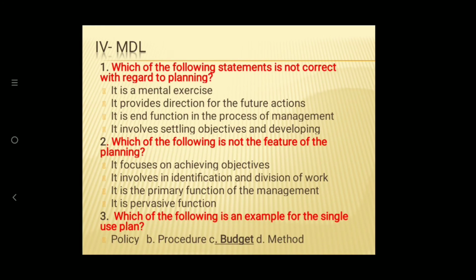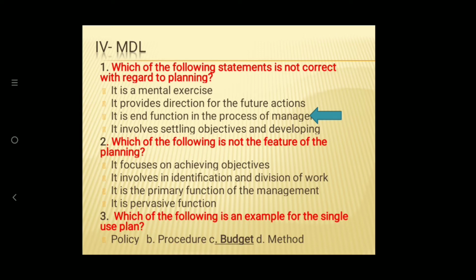Next, from fourth module, planning. First question, which of the following statements is not correct with regard to planning? Option A, it is a mental exercise. Option B, it provides direction for the future actions. Option C, it is end function in the process of management. Option D, it involves setting objectives and developing premises. The right answer is C, it is end function in the process of management.